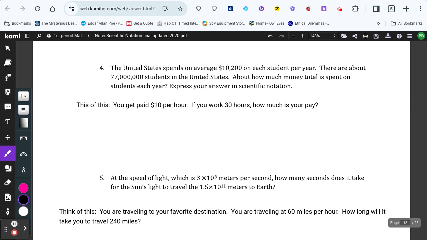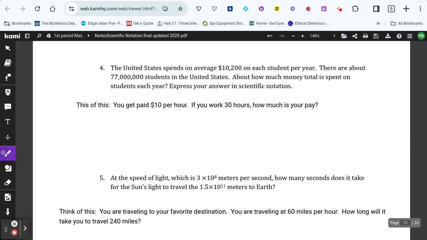United States spends on average $10,200 on each student per year. So the government gives the schools money depending on the number of students that come to a school. That's how teachers get paid. That's how your administrators get paid. That's how things are purchased, books, because we are federally and state funded. All right, there are about 77 million students in the United States. So about how much money total is spent on students each year?